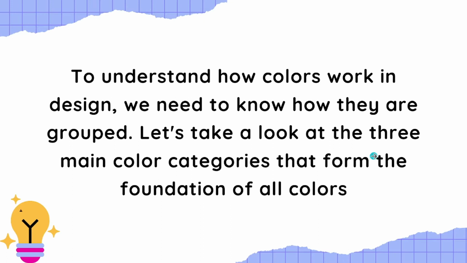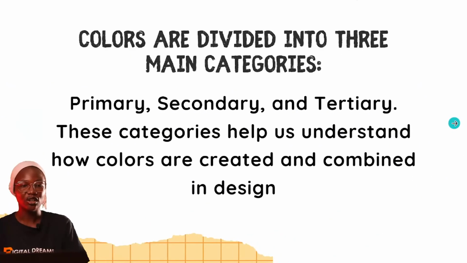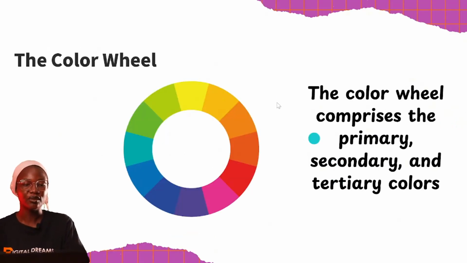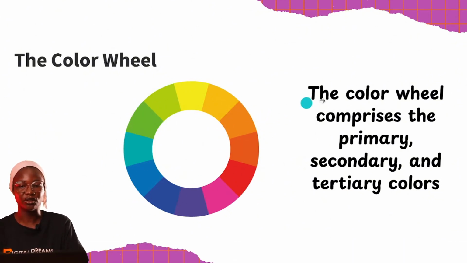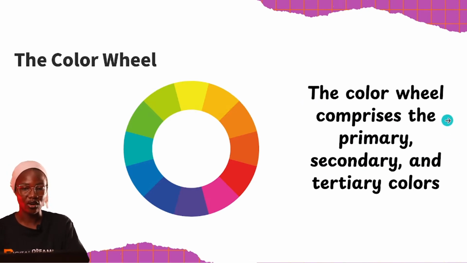So moving on, to understand how colors work in design, we need to know how they are grouped. Let's take a look at the three main categories that form the foundation of colors. Colors are divided into three categories, right? We have the primary, the secondary, and the tertiary color. These categories help us to understand how colors are created and combined in design. This is called a color wheel. The color wheel comprises the primary color, the secondary color, and the tertiary color.